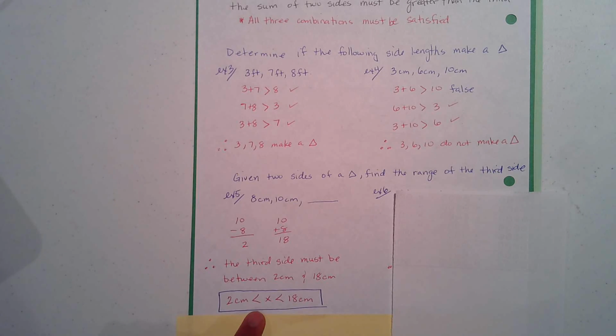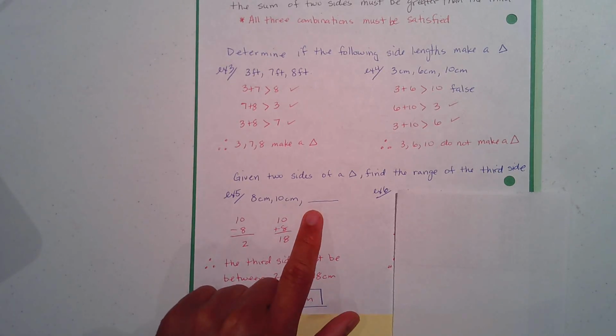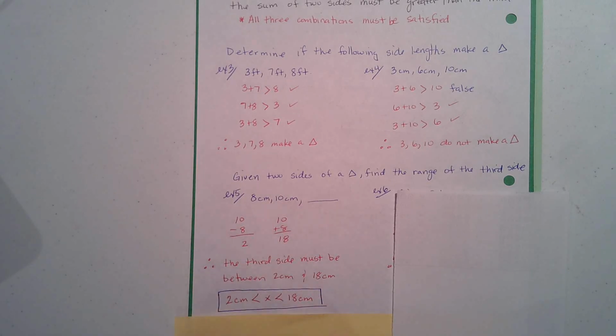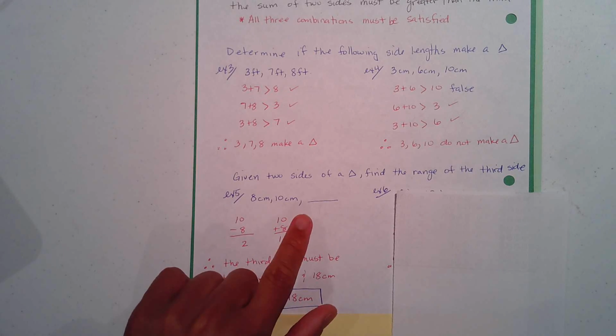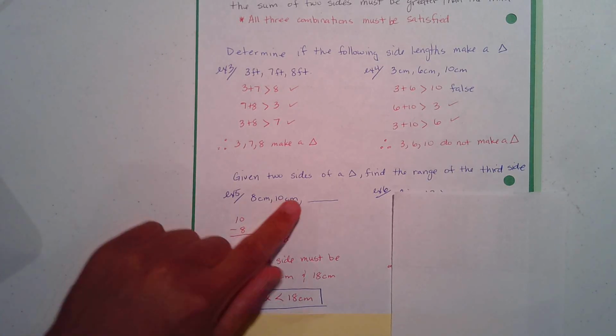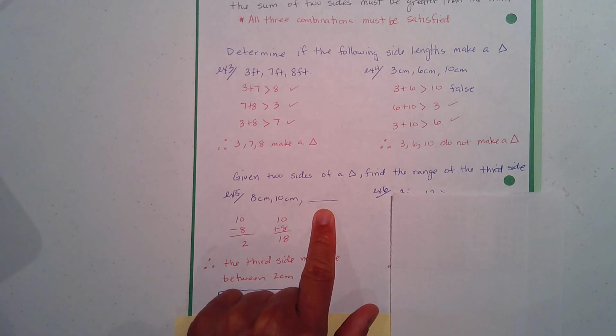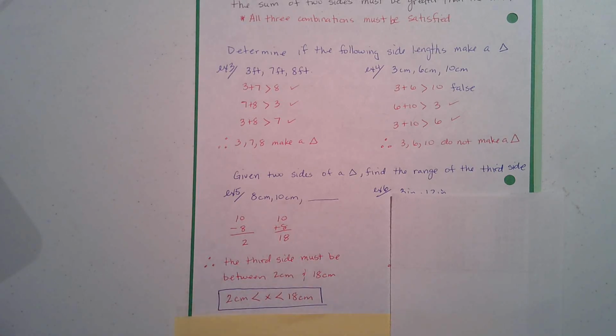We can test one. Let's say 5. If I put 5 here, 5 plus 8, 13, greater than 10. 8 plus 10, 18, greater than 5. And 8 plus 5, 13, greater than 10. So again, you could test any values between 2 centimeters and 18 centimeters. If you put 2 centimeters here, it's not going to hold true because 8 plus 2 is 10 and 10 is not greater than 10. So that's why there are no equal signs here.